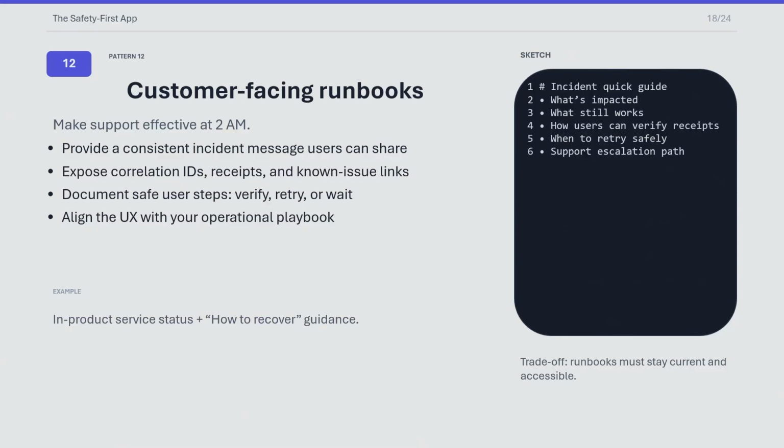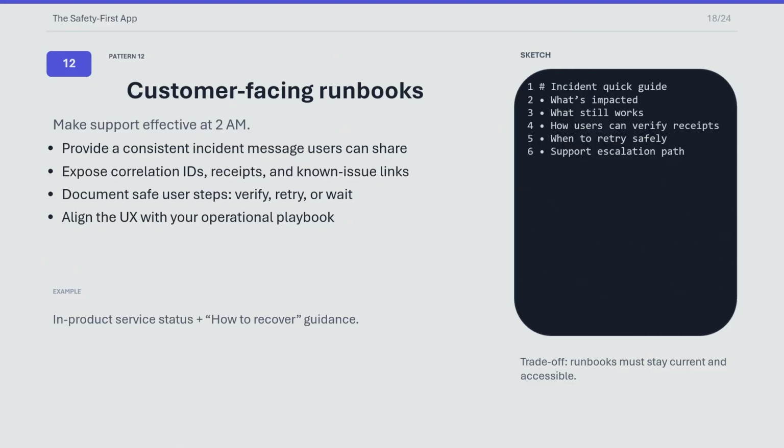And that's why we need to design things to work easily for us, as well as for users. So have them be able to provide a consistent incident message that users can share instead of, say, a 500. Because if you work in an enterprise, or on a really, really big project, and a user says, oh, I'm getting a 500, it's like, where? How? What are you trying to debug? That's the problem. And that's why it's very important to think about this in advance and expose relevant correlation IDs, receipts, and known issue links.